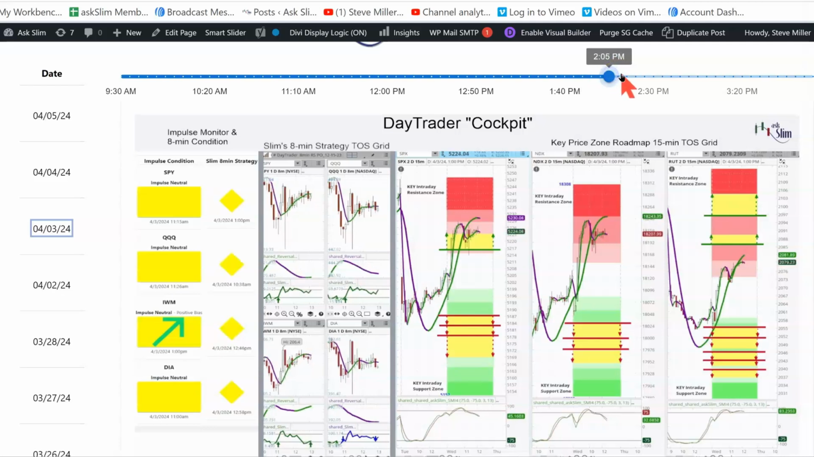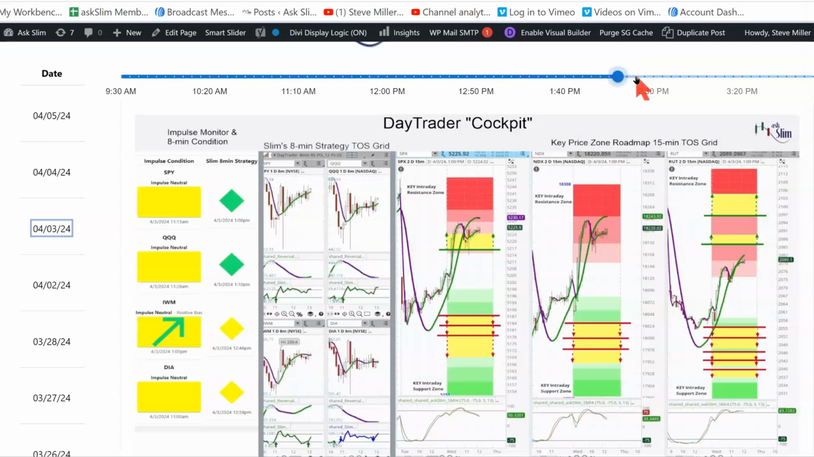Again, chopping around, no information. The strategy, Slim's 8-minute strategy, just went green there, but you're under neutral conditions on the impulse monitor, SPY and QQQ.